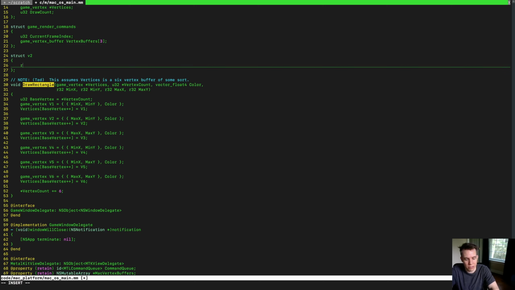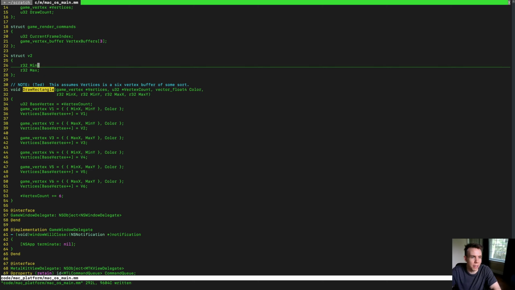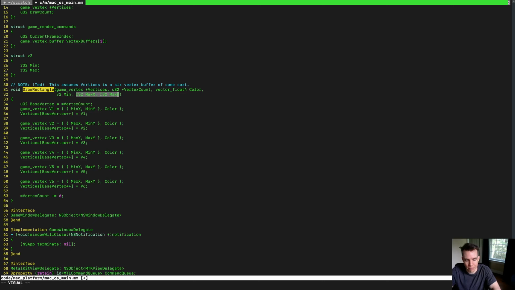And all it is, is it's just got R32 minimum X and minimum Y, or well, just min and max actually. That's all it is. It has no concept of maximum or of X or Y. And so all of a sudden this function here changes, right? Instead of passing minimum X, minimum Y, we pass a v2 min and then a v2 max, right?